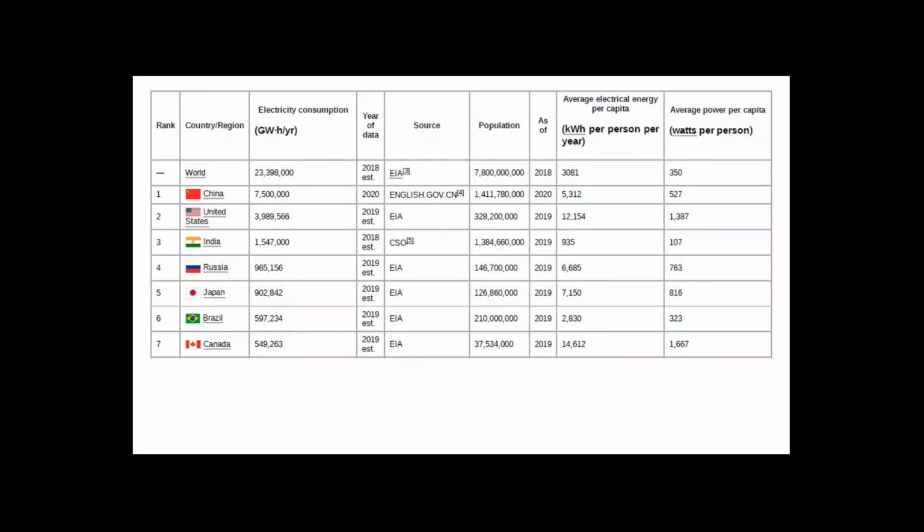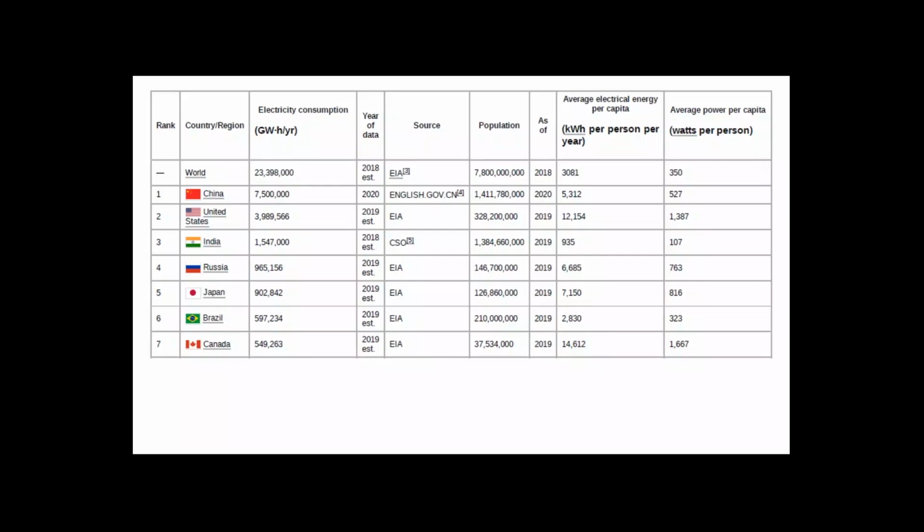And different countries, of course, have different energy consumptions. So this one, the world uses 23,398 gigawatt hours per year. Of this, 7,500,000 comes from China. But China has a large population, so the watts per person is kind of 527.